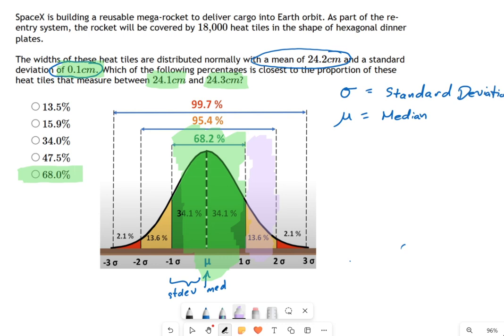So what you have to do is figure out, am I below or above? How much am I below or above? And then which of these percentages am I summing together?